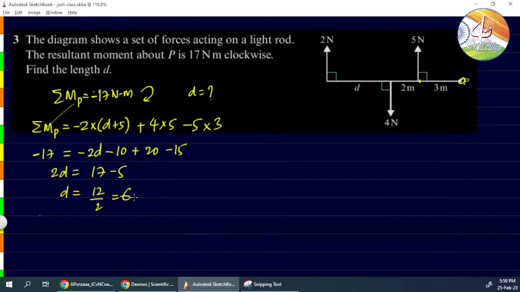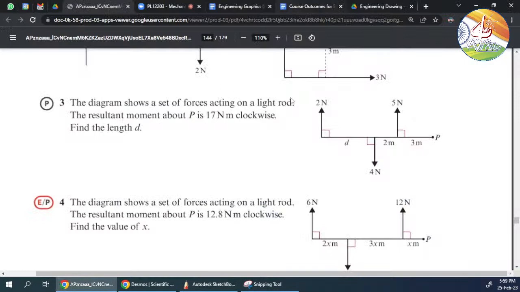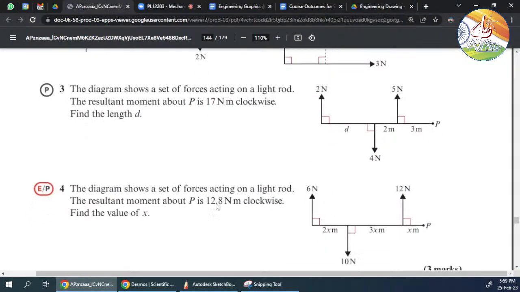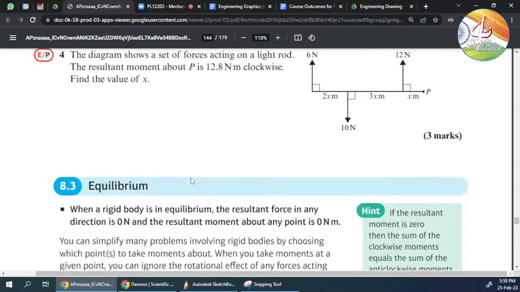Okay, what is the unit? All the distances are given in meters, so d is also in meters. This is the answer. Any doubts? No, sir. The fourth one is also similar, can you do it? Yes, sir.